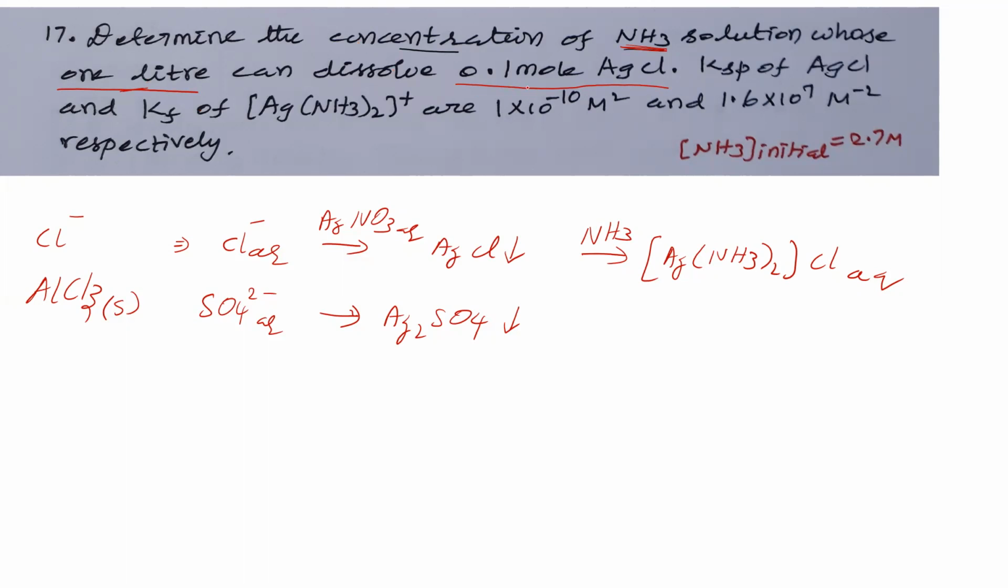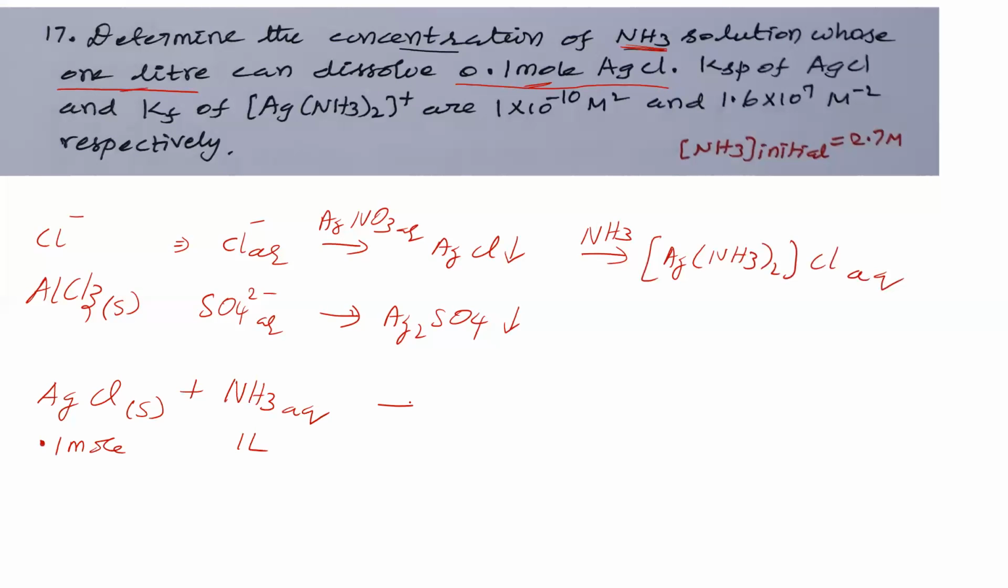It is dissolving how much silver chloride? 0.1 mole of silver chloride is dissolved. So we will take silver chloride. Silver chloride is solid because it is an insoluble salt. To this you are adding ammonia solution. How much ammonia solution you have added? 1 liter you have added. Silver chloride, how much? 0.1 mole.